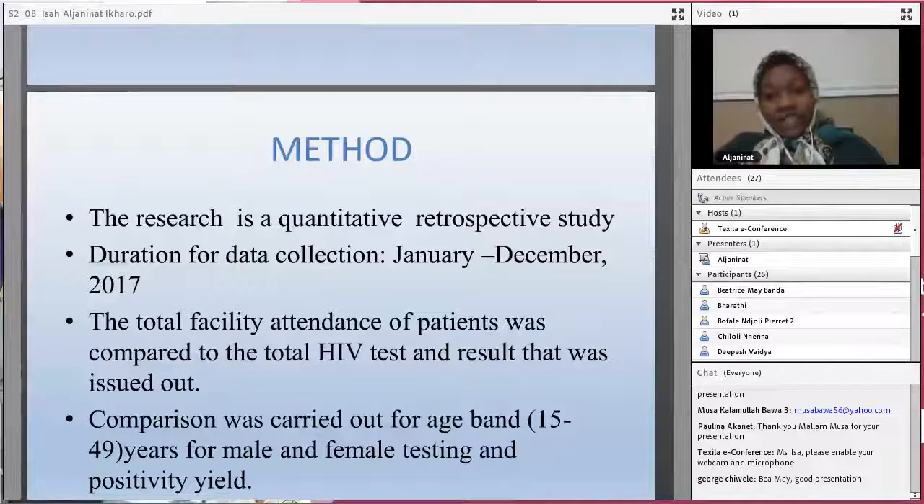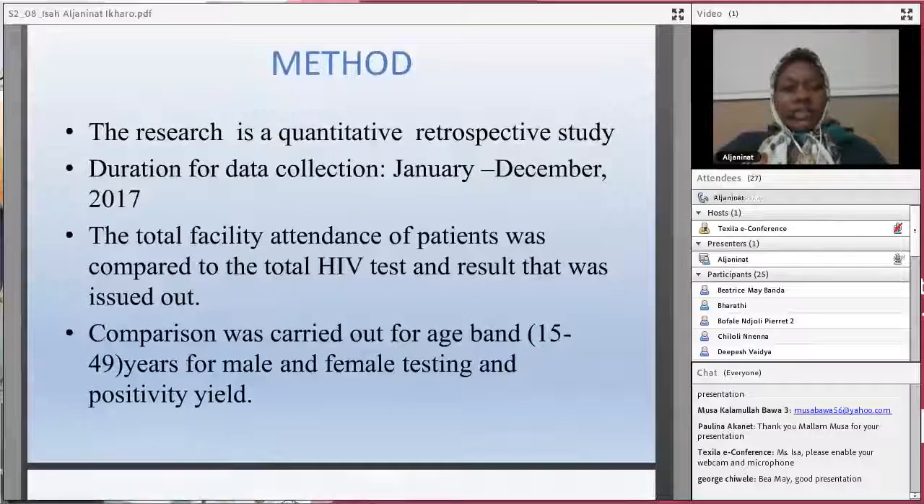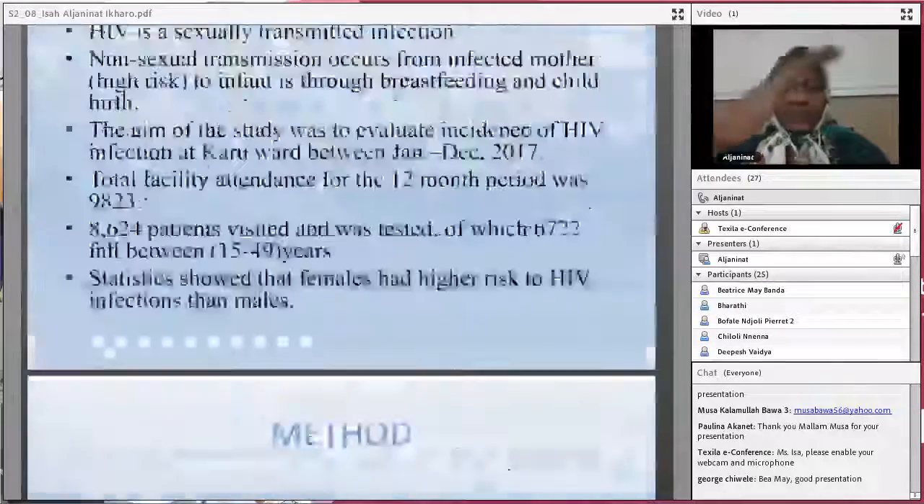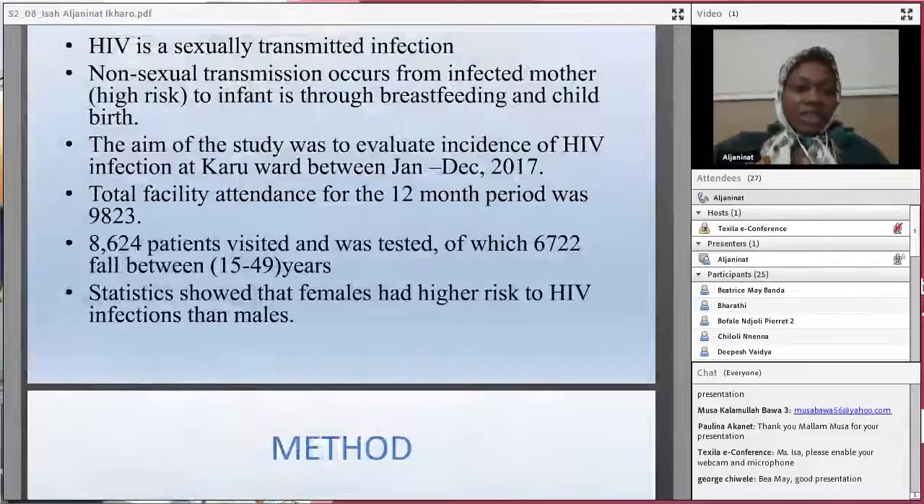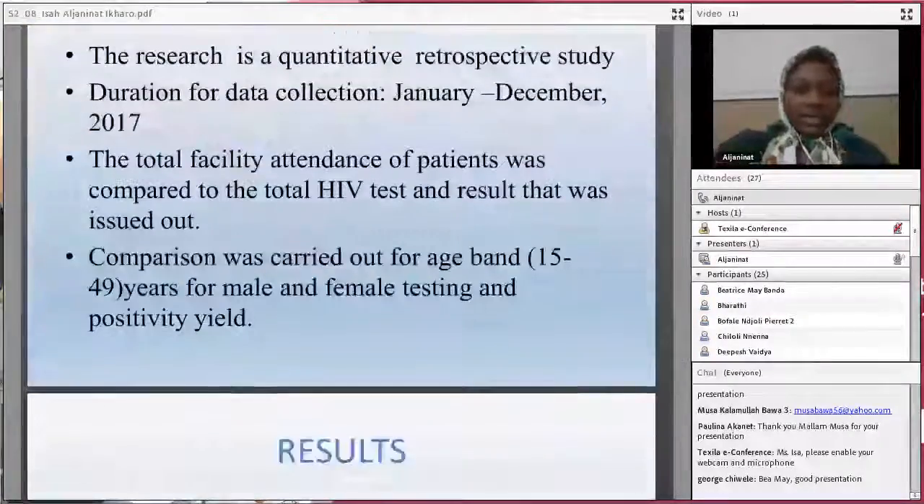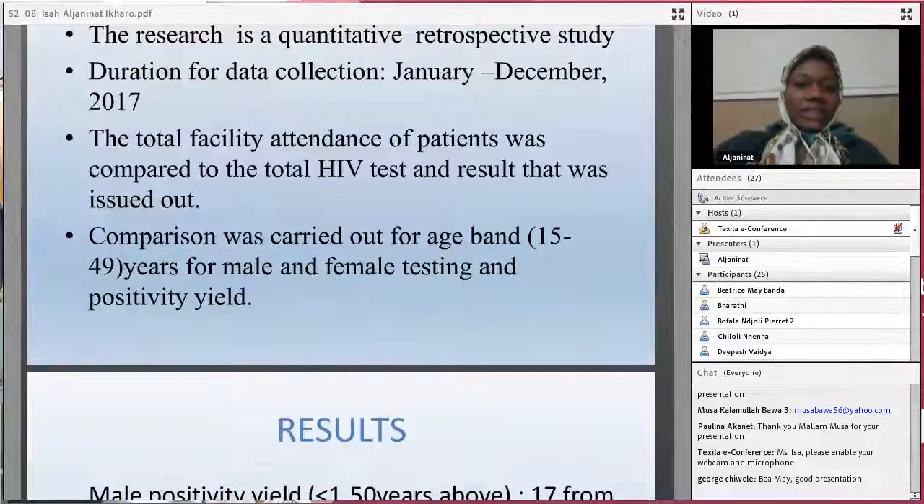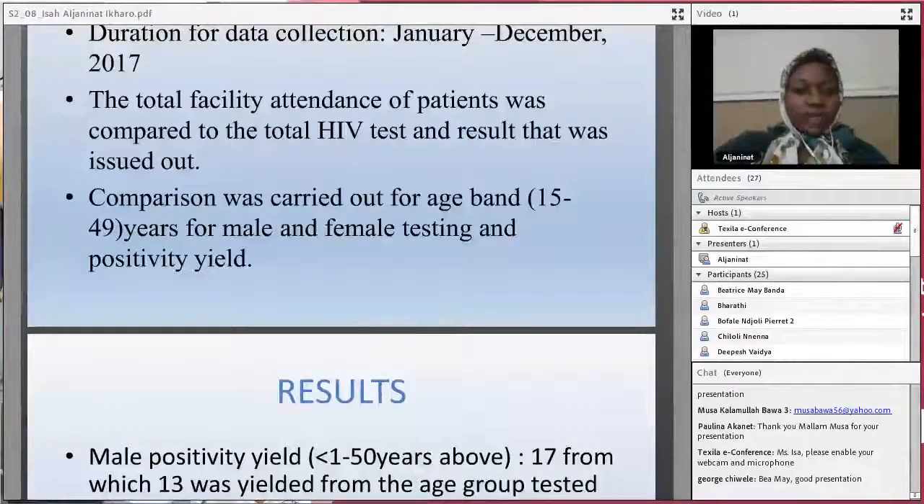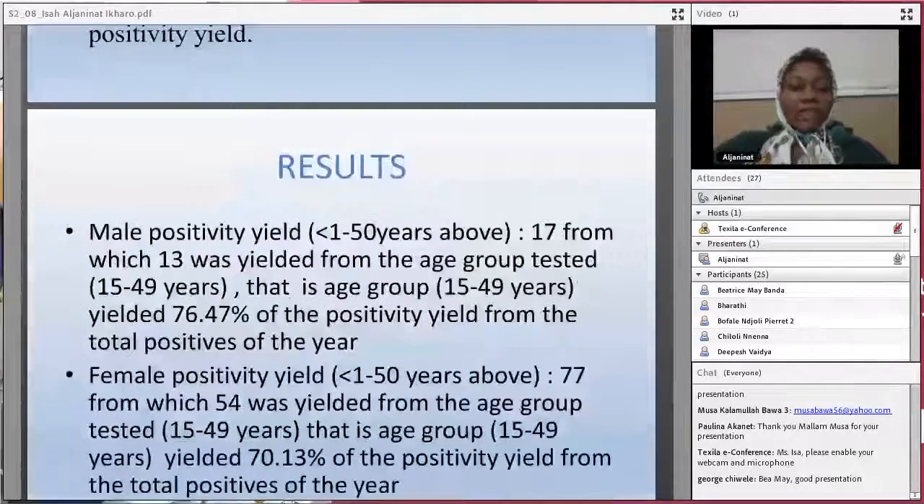It was done last year from January to December, and the total facility attendance was compared to the total HIV testing that was carried out. Comparison was carried out between the two age bands. The total number of people who came to the facility from less than 1 year to 50 years and above were about the 9,600, which was initially mentioned. That's 9,823 patients, and the 6,722 patients who were tested fell between the age band of 15 to 49 years old.